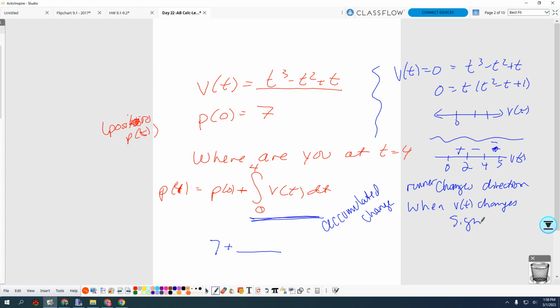So when velocity stops being positive and starts being negative, you've changed direction. Or when it stops being negative and starts being positive, you've changed direction.